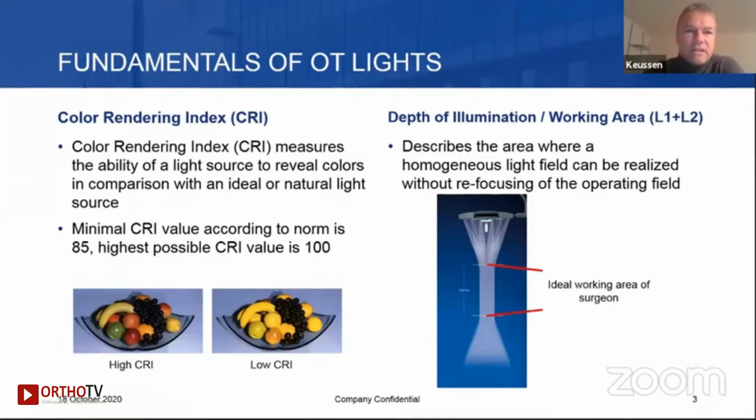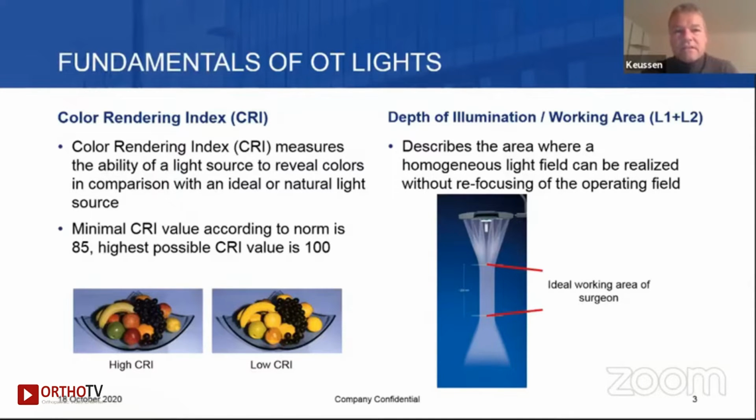The next thing is the color rendering index, CRI. The CRI measures the ability of a light source to reveal colors in comparison with an ideal or natural light source. If you have a low CRI, as you can see on the lower right side in the picture, all the colors seem to be very similar. If you have a higher CRI, which is maximum 100, then you can see differences in the different colors, which is very important, for example, to consider the different status of the perfusion of tissue.